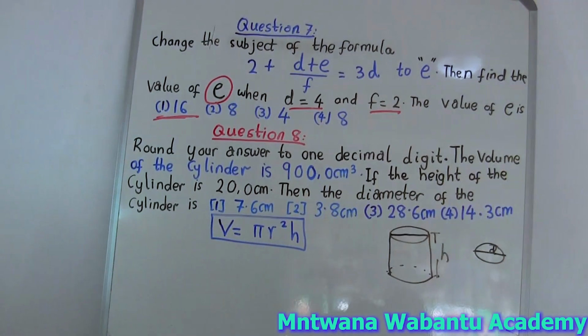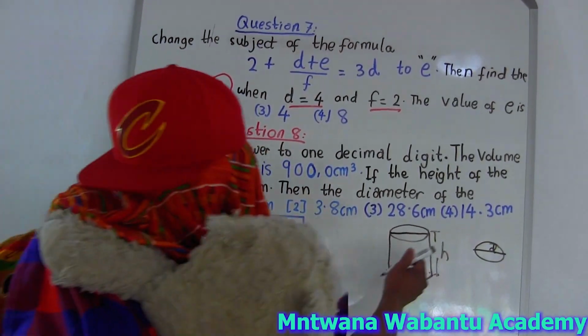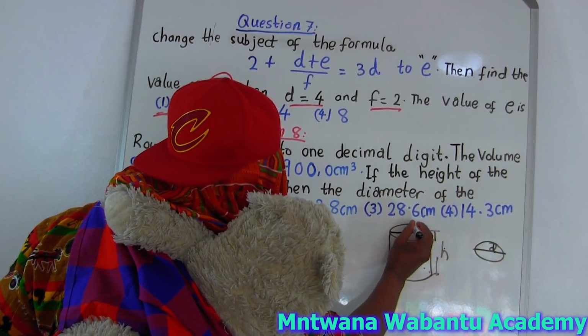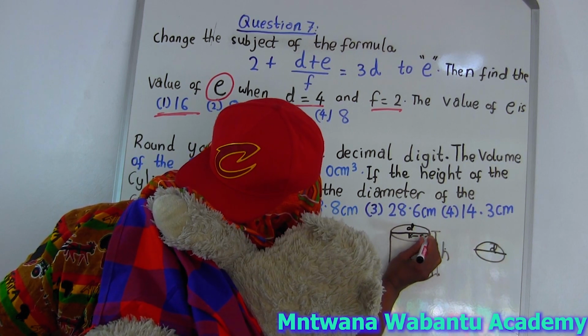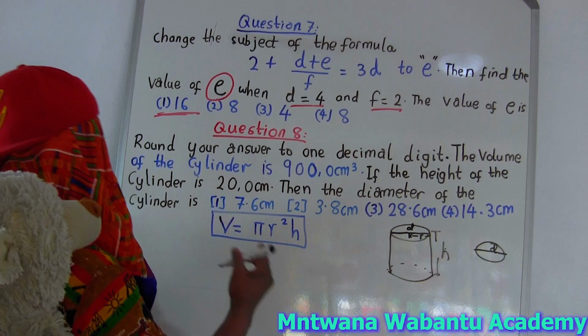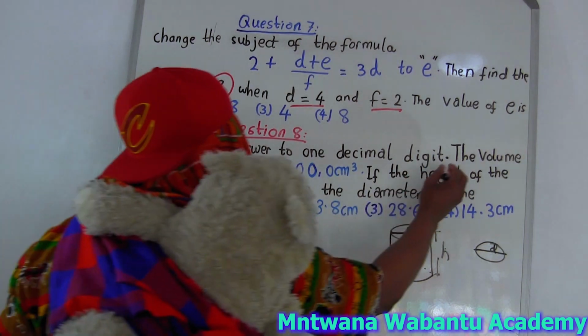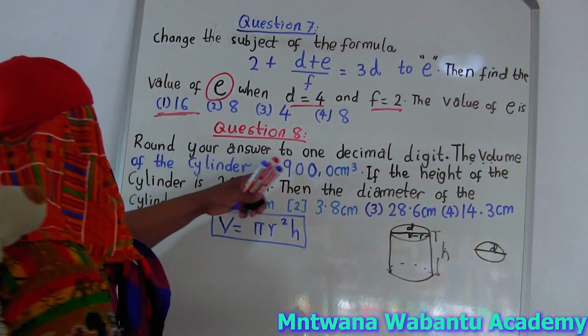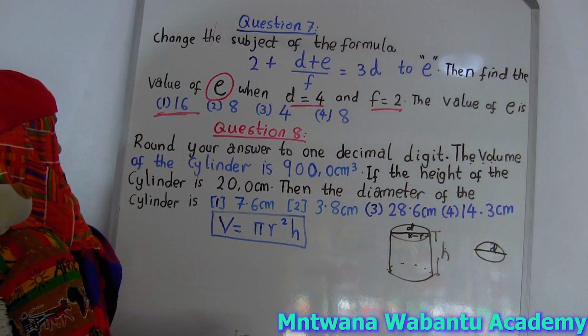So now we're going to say, this is like a cylinder, this is the height, and all of this is the diameter, but half of the diameter is what is the radius. So now, how do you get the volume? This is the formula to get the volume. Why do I mention the volume? Because they say the volume of the cylinder is given, so we have the volume already.